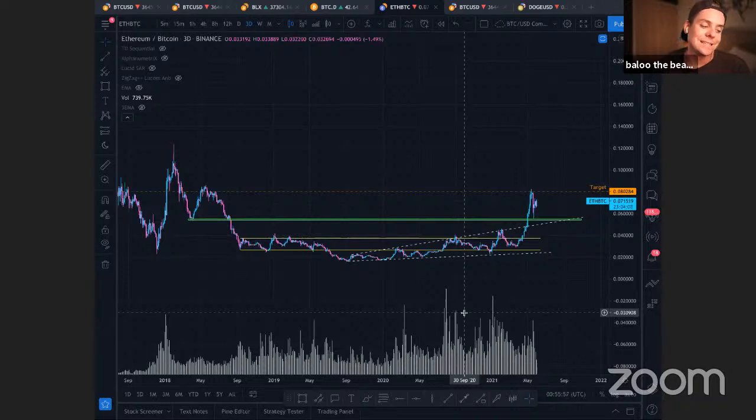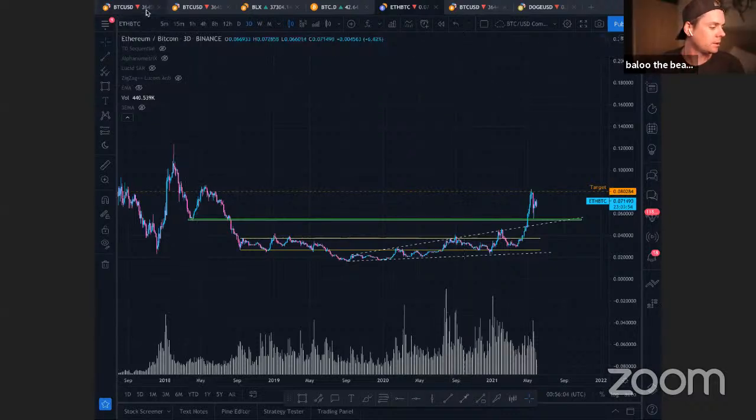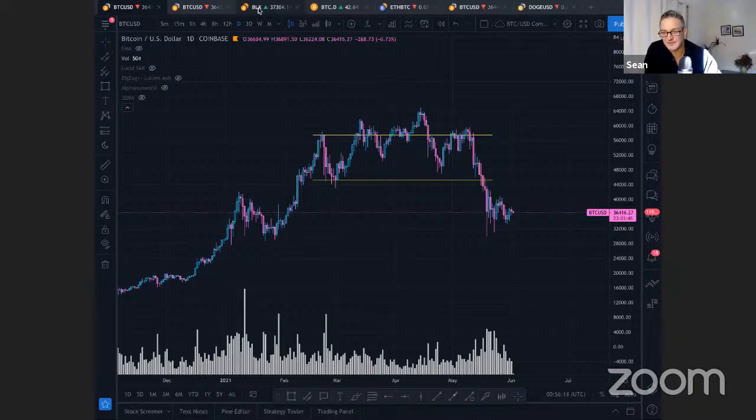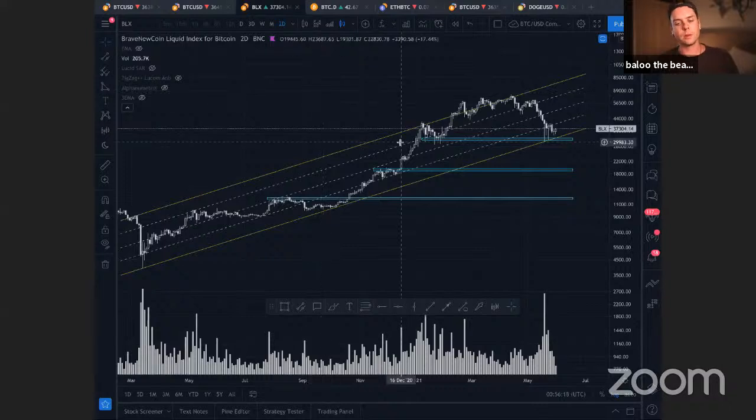But let's stay on manipulation and Bitcoin for a moment. Baloo, can you bring that Bitcoin chart back up for a moment? Sure. I've got USD. I've got this one too. This represents the bull run thus far.